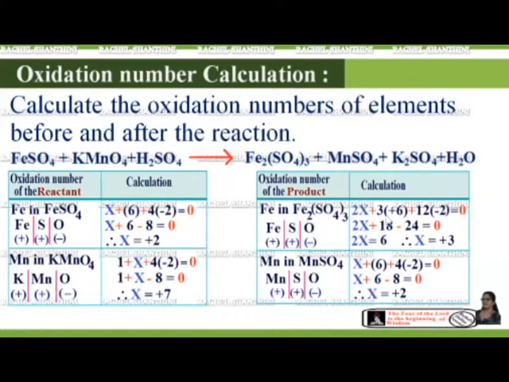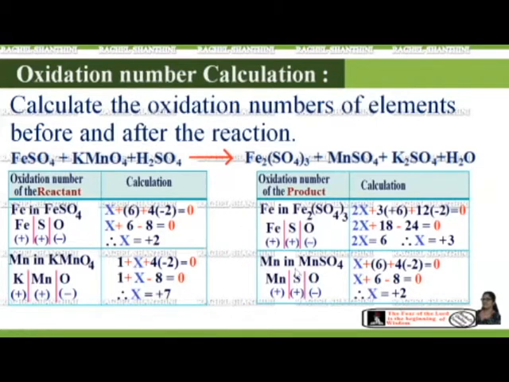So 2X, 3 into 6, plus 18, 12 into minus 2 is minus 24, equal to 0. So 2X equals 6. This gives the value of X as plus 3, which is the oxidation number of Fe in Fe2(SO4)3.